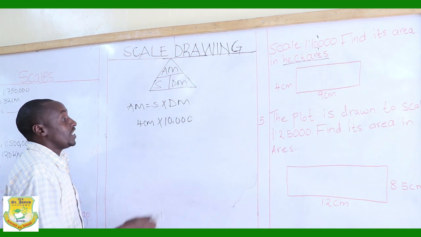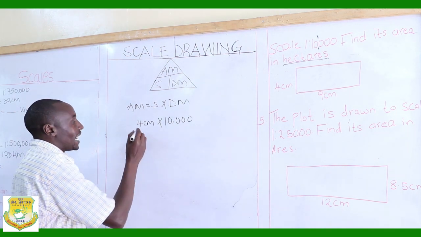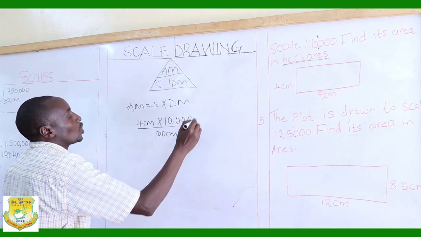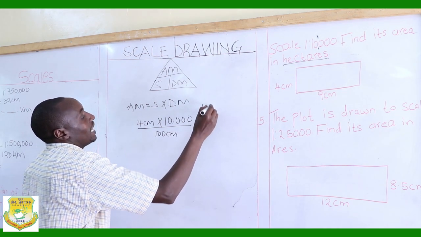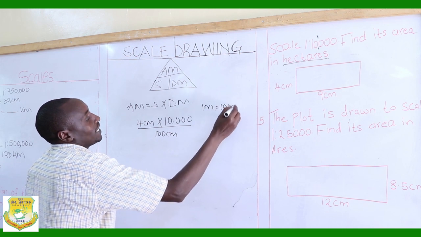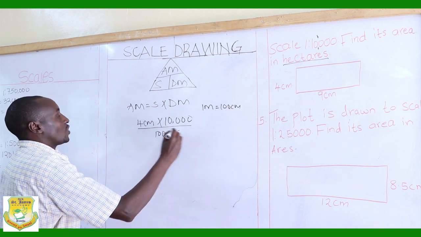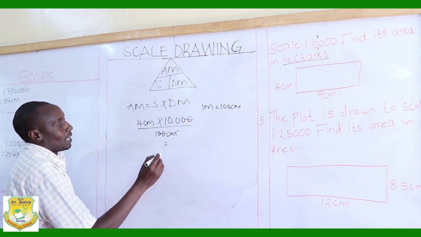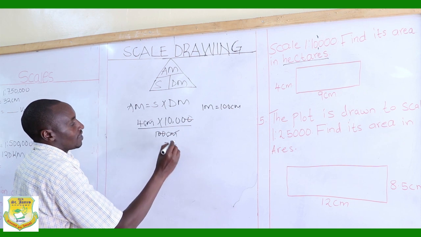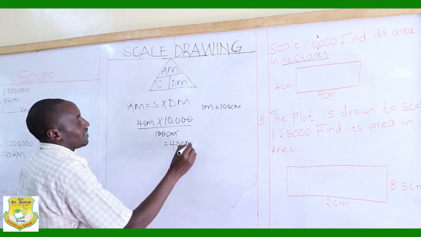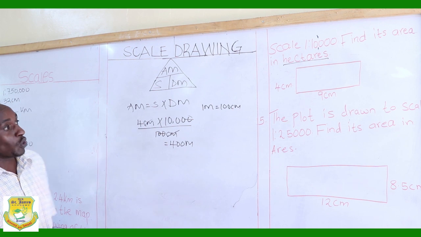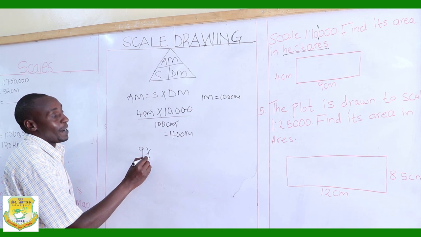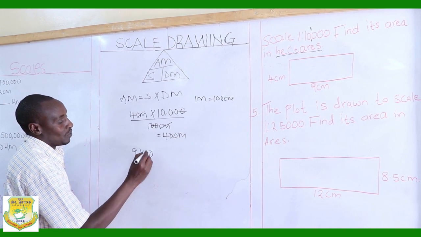I change these centimeters into meters. I divide there by 100 centimeter, because we know 1 meter is equals to 100 centimeter. So we cancel by 100 by 100. I get the actual measurement there is 400 meters. We go to the other side, the length, it is 9 multiplied by the scale, which is 10,000.